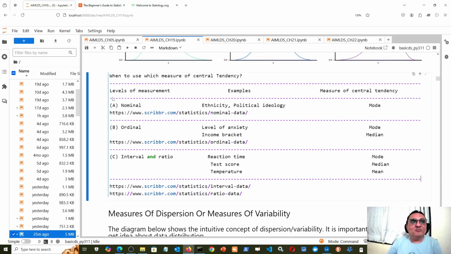If there is nominal data, I don't want to even open that, but you can write statistics and thereafter nominal hyphen data, and then you will find a much more detailed discussion. What is nominal data? It is data in which there is no inherent order. These are categorical variables, but there is no inherent order.